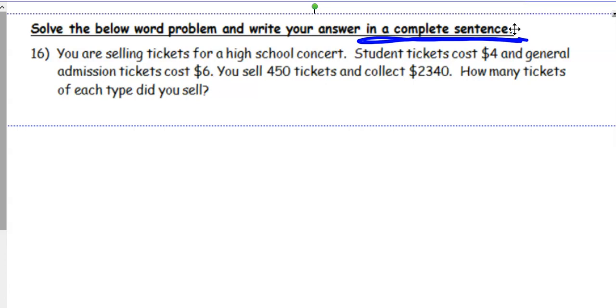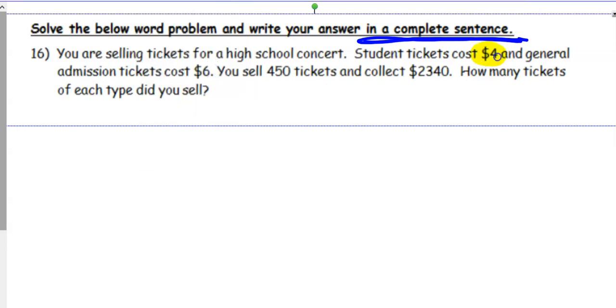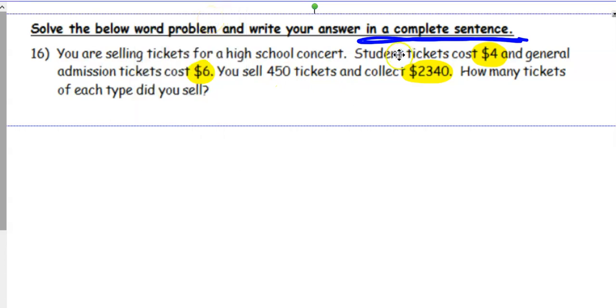Okay, so let's first take a look at this. You're selling tickets for a high school concert. Student tickets cost $4. General admission tickets cost $6. You sell 450 tickets and you collect $2,340. How many tickets of each type do you use? I'm going to highlight a couple things here. Money, money, money. So I'm probably going to put an equation together that has to deal with money.